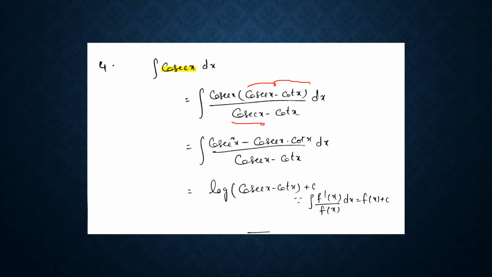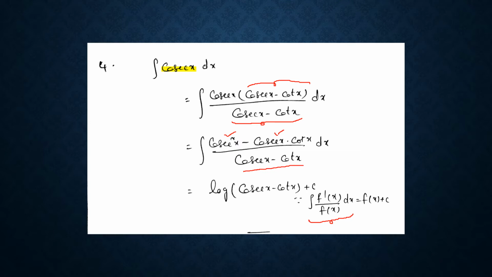That is integral cosecant x into cosecant x minus cot x divided by cosecant x minus cot x dx. By multiplying with cosecant x in the numerator, that becomes cosecant x into cosecant x, that is cosecant square x, minus cosecant x into cot x divided by cosecant x minus cot x dx. Check whether it is in the form of f dash x by f of x dx. Now let us take the denominator as cosecant x minus cot x.